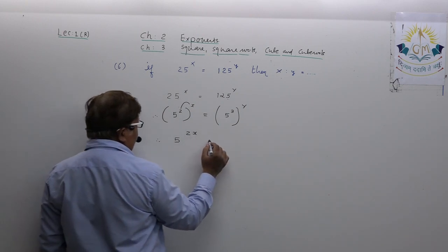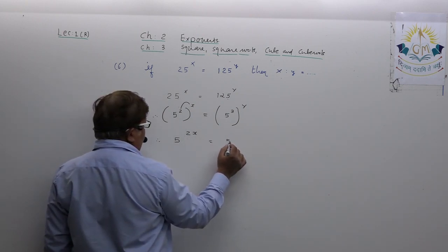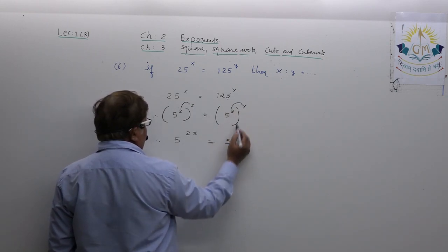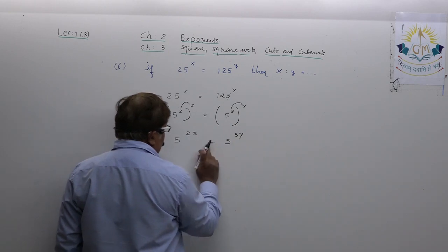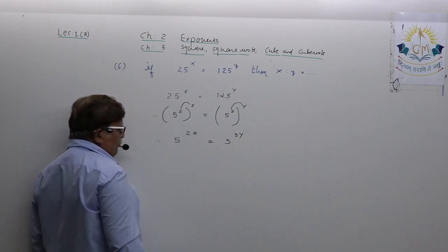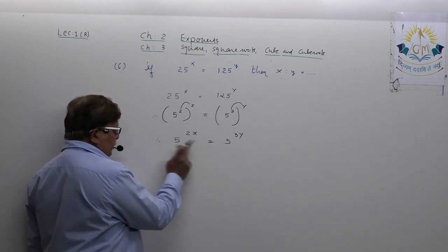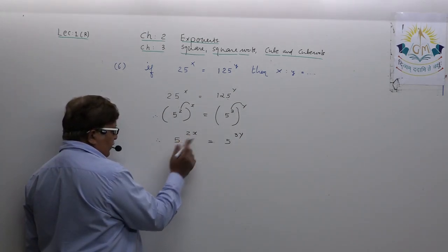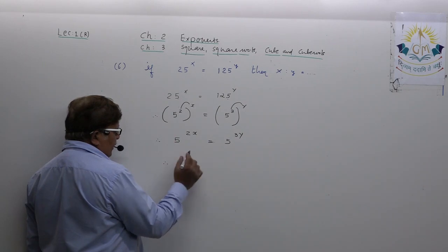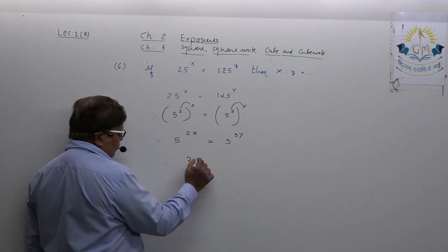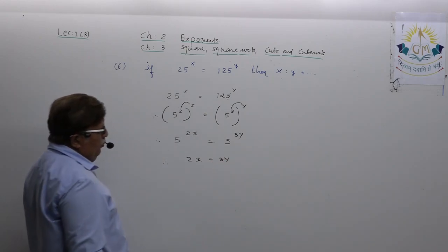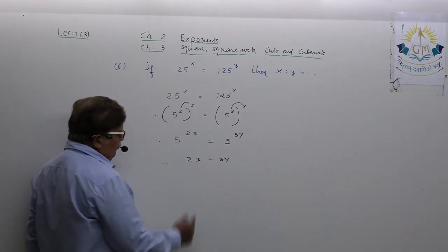This is 2x. Here also both the power will multiply. It is 3y. Because the terms are equal, similar base appear here, 5 and 5, power can be evaluated. So 2x equal to 3y. But we are looking for x upon y.